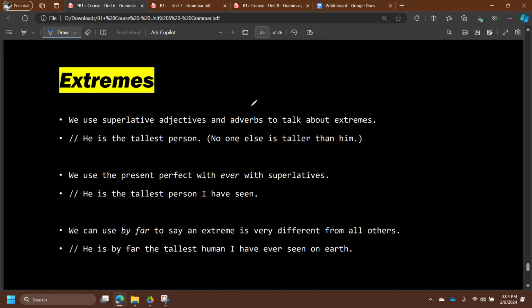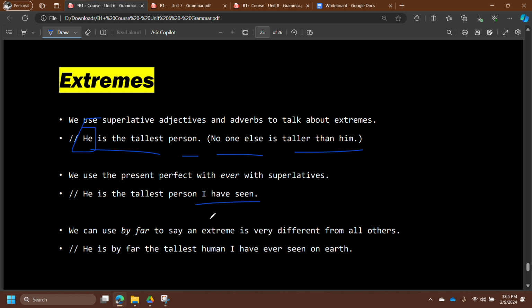And extremes: if you're talking about extreme levels, we use superlative adjectives and adverbs to talk about extremes. Example, he is the tallest person. No one else is taller than that person, meaning the subject of the sentence. And we also use the present perfect with "ever", of course, with superlatives, to limit or at least modify the range of the superlative adjective. For example, he is the tallest person I have ever seen.